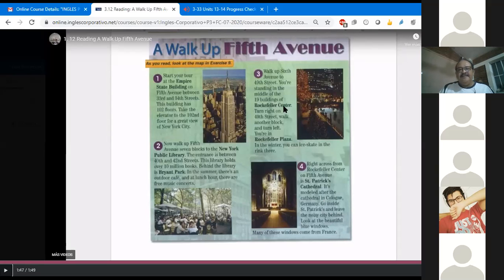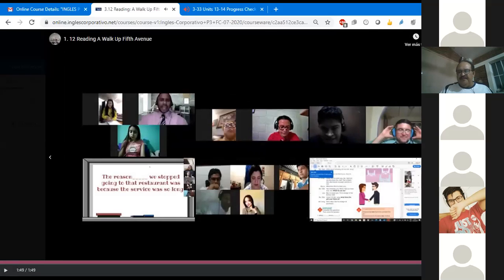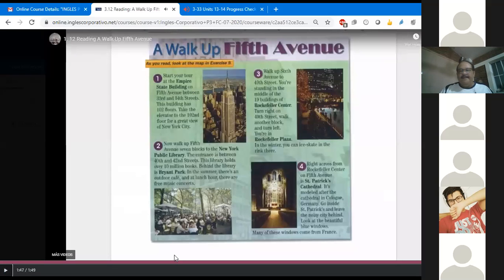But this is behind, center. That's okay. Good. Come from France. Sorry. Espérenme que se me activó. Windows come from France. Ajá. Este, digamos, si cuando dice downtown. Downtown. Es decir, el centro. Yes, downtown. Es como decir el centro de la ciudad, ¿verdad?